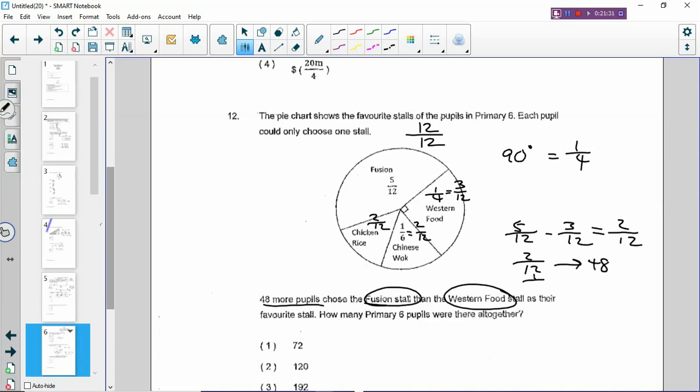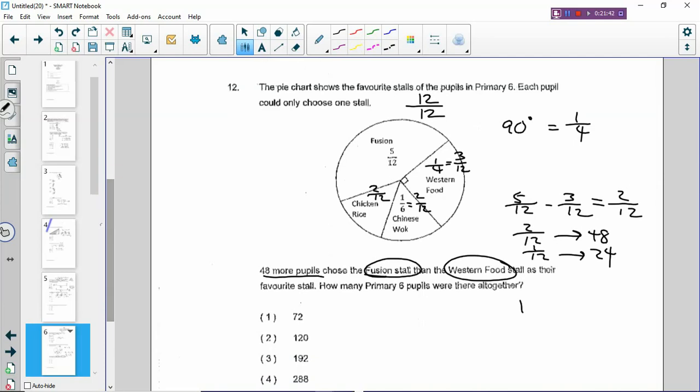So can you find what is 1/12, which is 48 divided by 2? And 1/12 is 24, right? So how many pupils were there altogether, which is your 1 whole? So your 1 whole is 12/12. So you need to take 24 and then you multiply by 12. So 24 times 12, and you do your working, and you will get 288 pupils altogether. And your answer is number 4. Alright, so did you get the answer correct? Okay, so these are your 2 mark questions already.